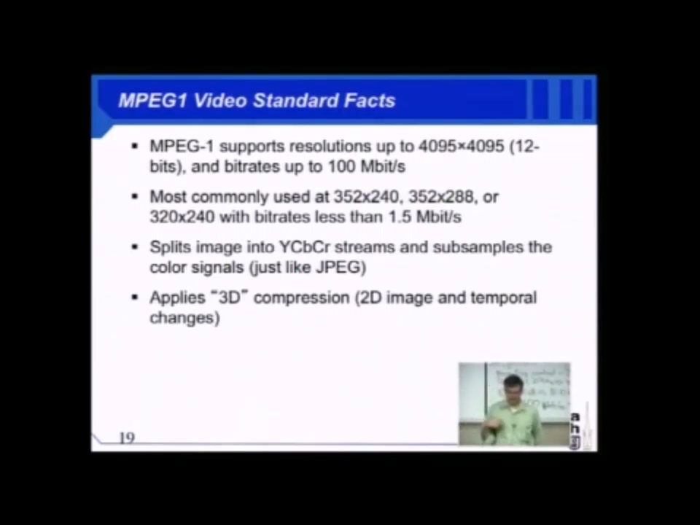And the bit rates at those levels would be 1.5 megabits per second or less. You split the image, you partition it again into Y, the intensity channel, and then Cb, your blue chrominance, and Cr, your red chrominance. And then you subsample the color signals, just like JPEG. And then you apply some 3D compression: 2D image compression, and then temporal changes.